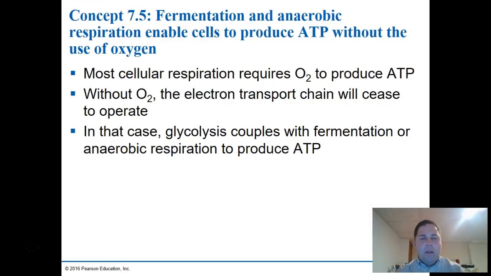If we don't have oxygen, the electron transport chain will not work, no hydrogen will be pumped, and no ATP will be generated. So in the absence of oxygen, we're going to cut our synthesis of ATP from 32 to 2, where we're only going to carry out glycolysis. Glycolysis is the only process that still occurs in the absence of oxygen, and we're going to have to use fermentation or anaerobic respiration to limp along, producing as much ATP as we can.